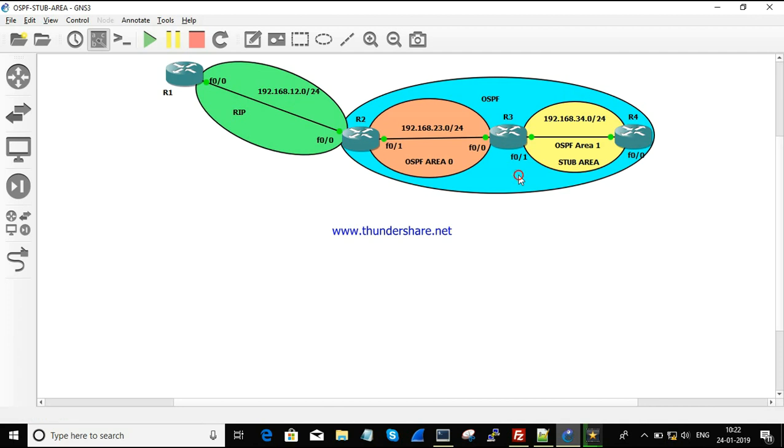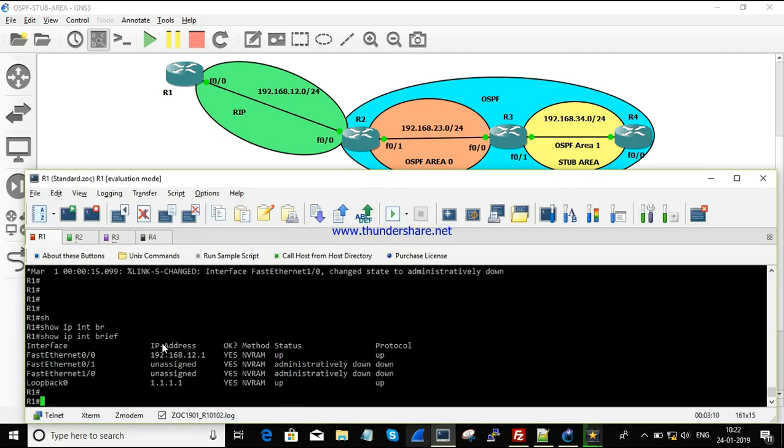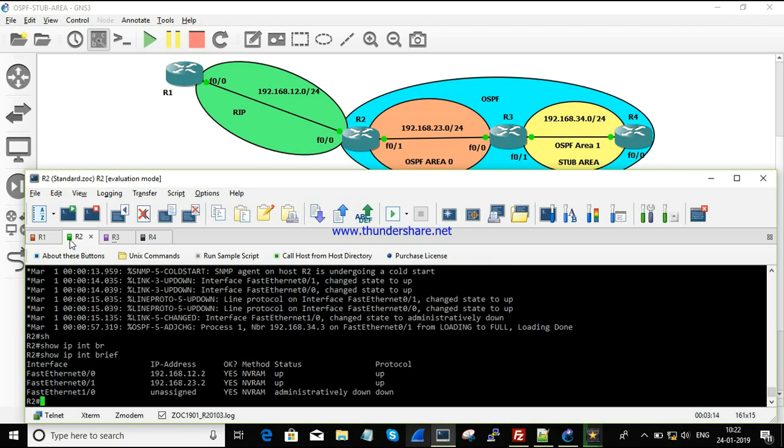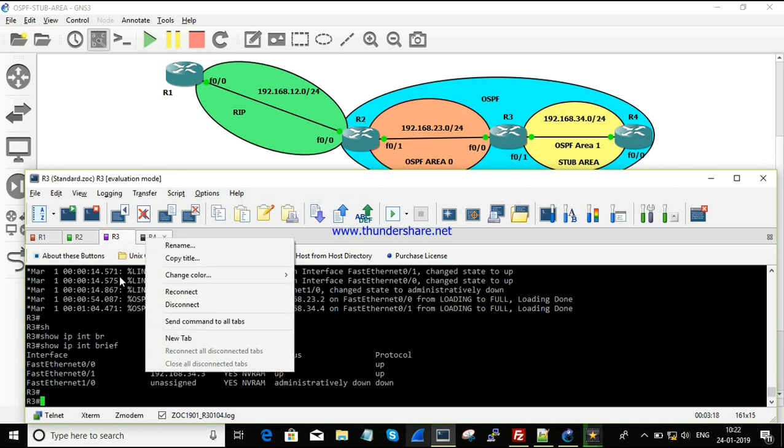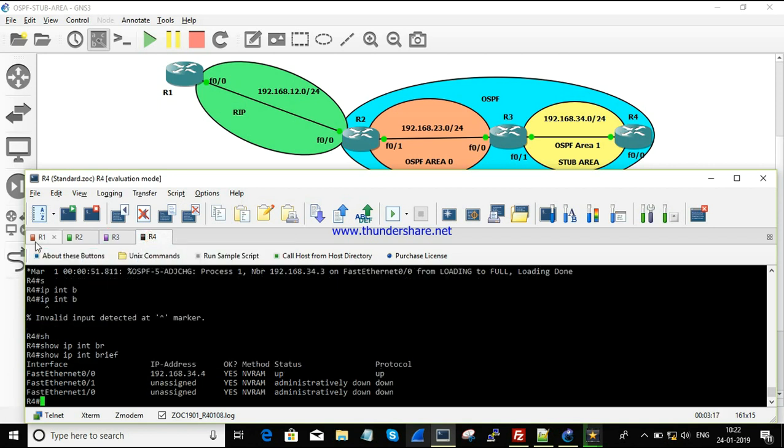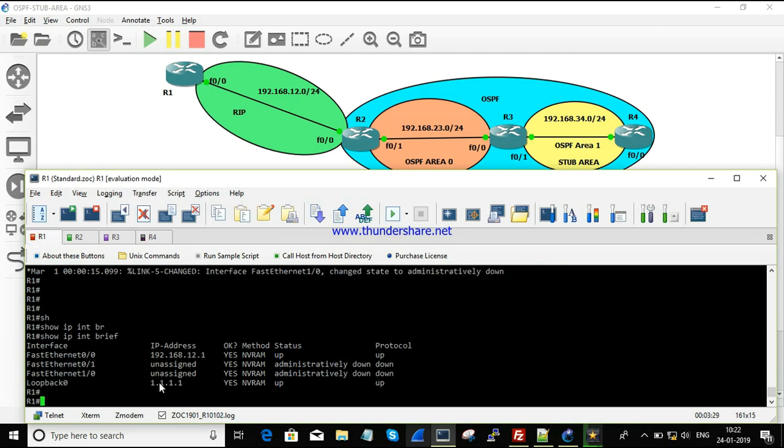Let me show you the configuration which has been pre-configured in the routers. These are all the IP addresses that I have already configured on all 4 routers. Here is the IP address for R3, and this is for R4. If you look into R1's interfaces, I have created a loopback 1.1.1.1. This is the IP address on which we are going to focus for the entire scenario.